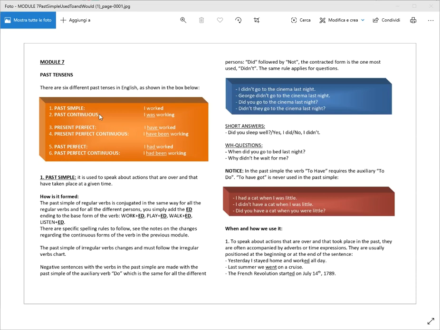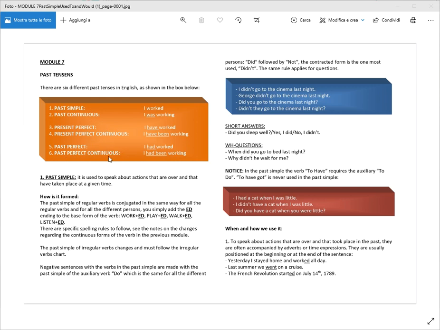Past simple, I worked. Past continuous, I was working. Present perfect, I have worked. Present perfect continuous, I have been working. Past perfect, I had worked. Past perfect continuous, I had been working. Now, these are all the 6 different past tenses.